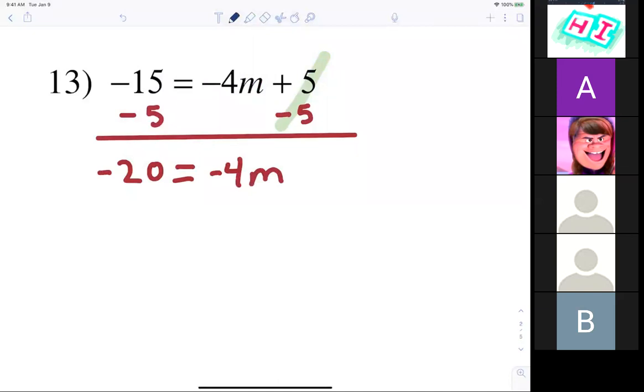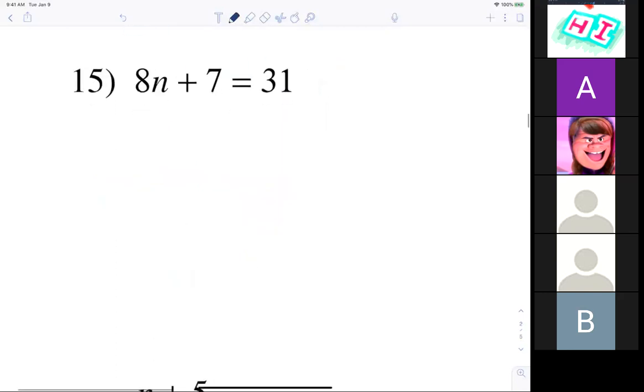Appreciate it. Now, how do I undo multiplying? Divide. Yeah, there we go. Divide by -4. So after all that, m equals 5. Everybody okay? Any questions?